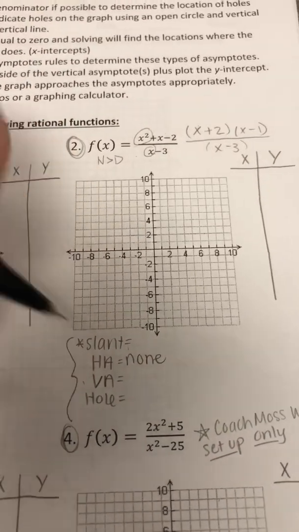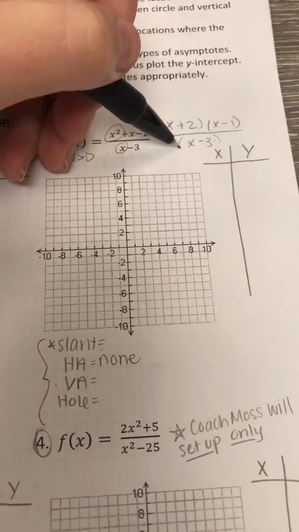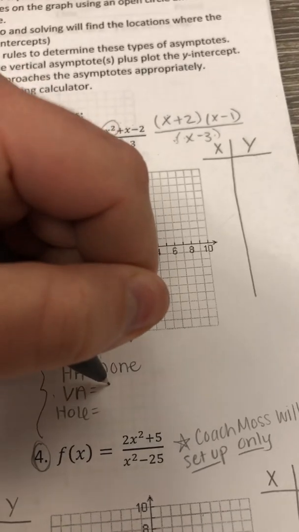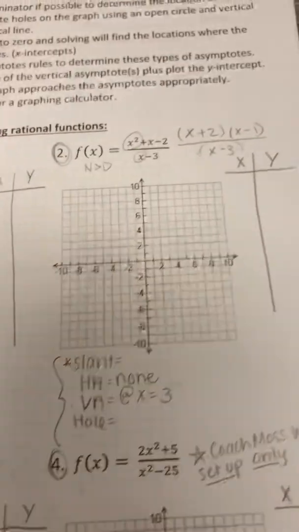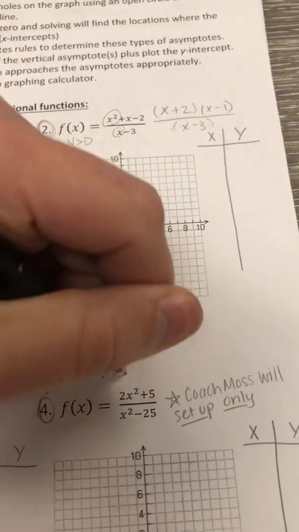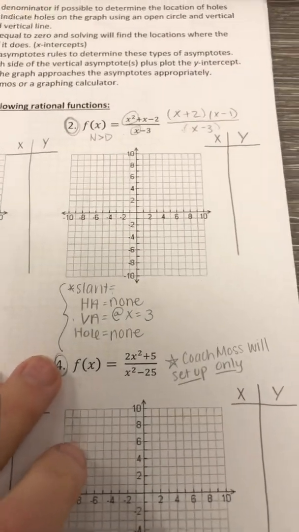So vertical is talking about the bottom. So our denominator is x minus 3. So if 3 were x, then our denominator would be 0. So there is a vertical asymptote at x equals 3. All right, there is no hole because we haven't been able to cancel anything out. So let's go ahead and do our division and find where our slant is.